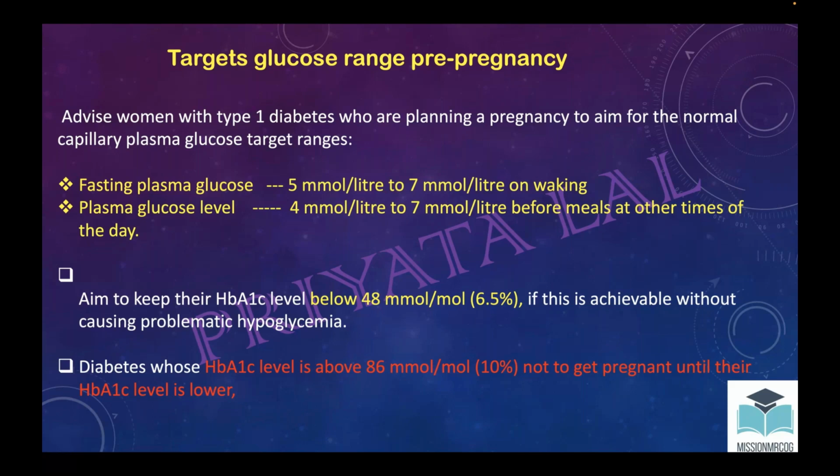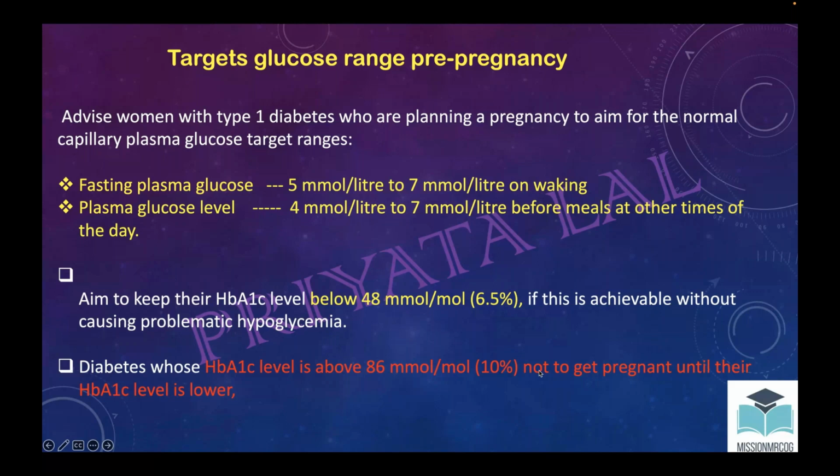Now these are the capillary plasma glucose targets. What about the targets of glycosylated hemoglobin? If it is below 48 or 6.5%, she can go ahead and plan pregnancy. Okay, there's no problem. But if it is more than 86 or 10%, then we have to say no to pregnancy, and the patient should even be offered a contraceptive.